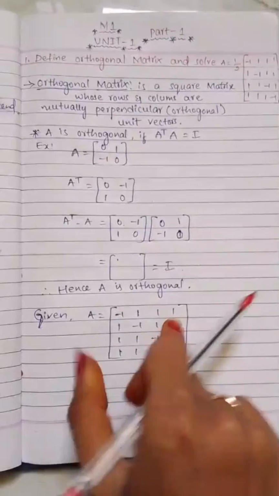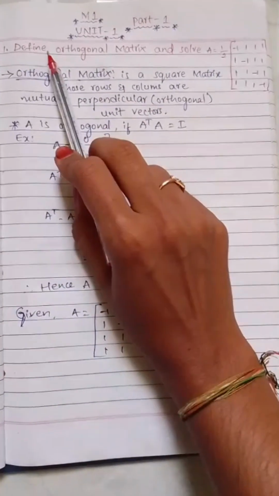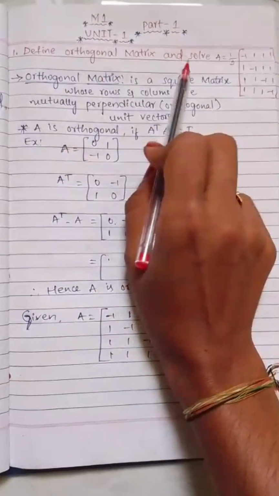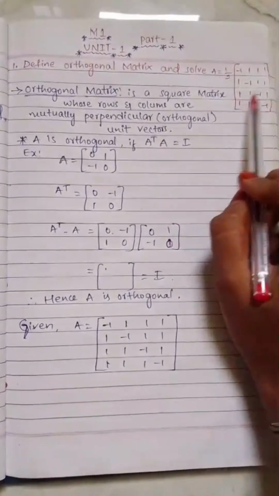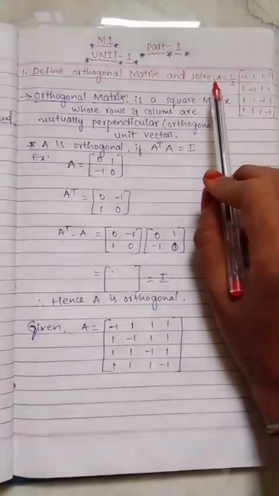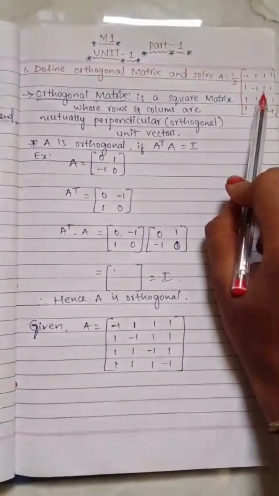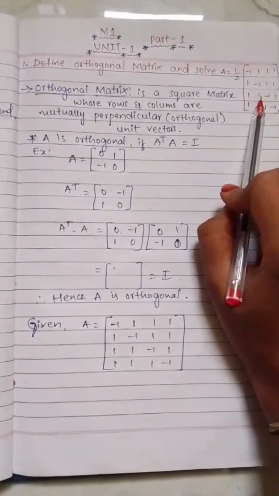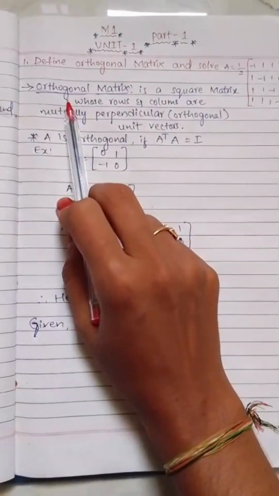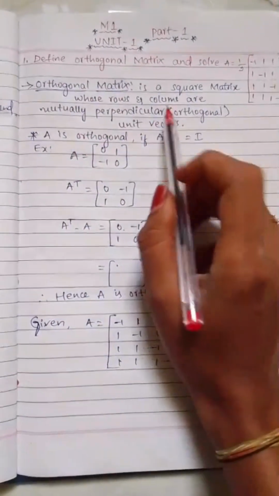Let us start with the first question. Define orthogonal matrix and solve. A is equal to 1 by 2 times a matrix that they have given. We have to solve this and tell whether this is an orthogonal matrix or not. First, we have to define the orthogonal matrix.